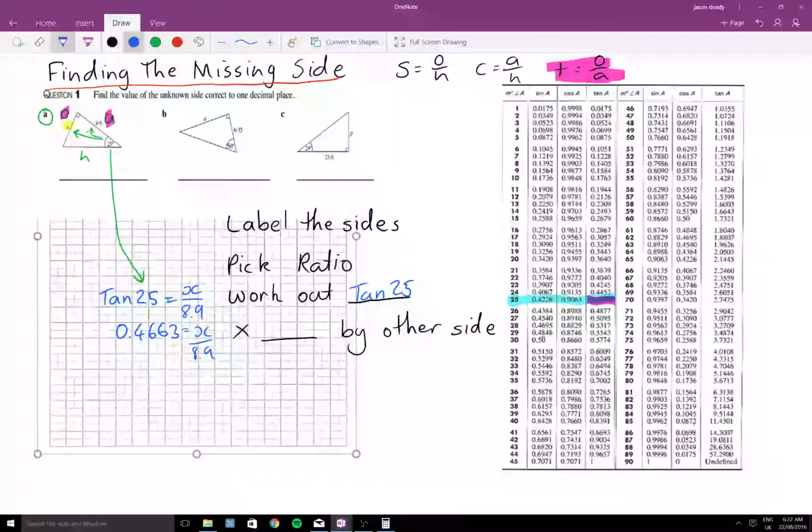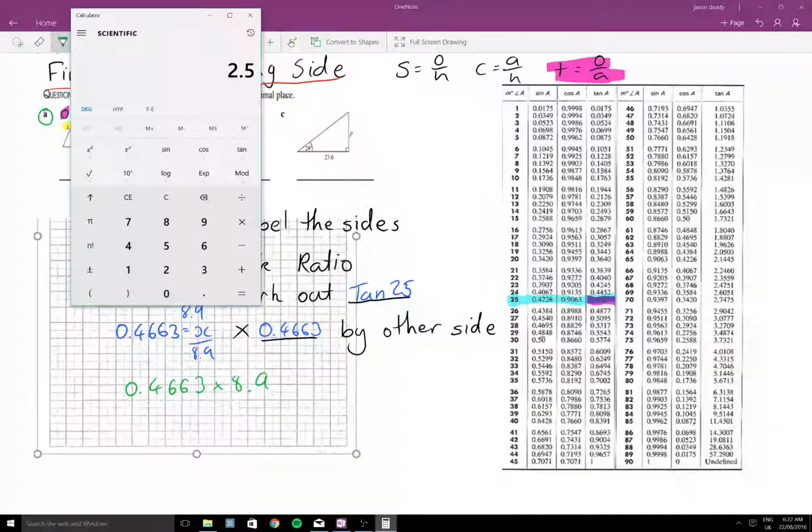Now I need to times my tan 25, or 0.4663, by the other side, which is 8.9. So on my calculator, 0.4663 times 8.9 equals 4.15.